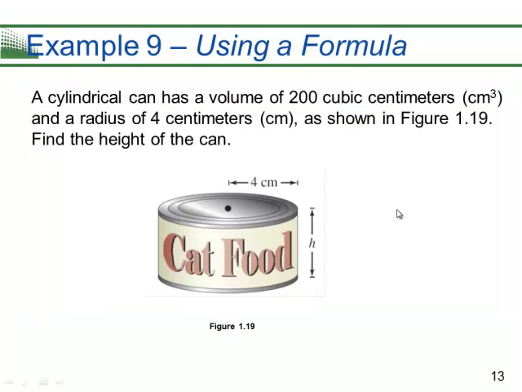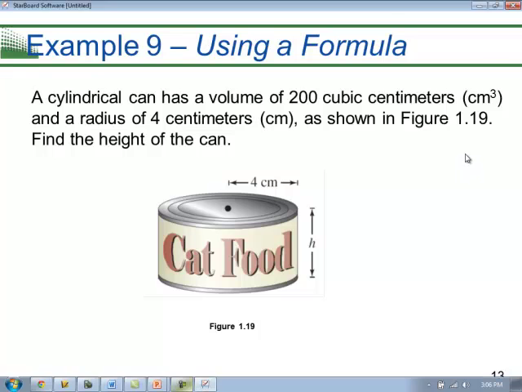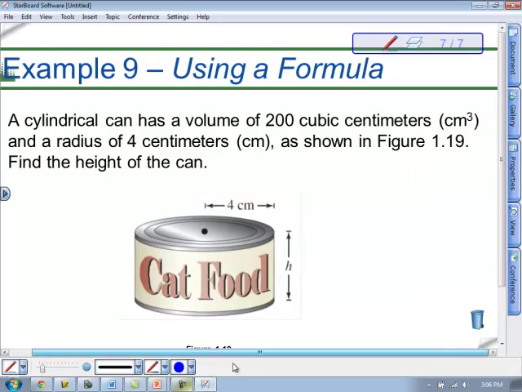All right, let's try another example then. We have a cylinder here, and we're told it has a volume of 200 cubic centimeters and a radius of 4. We want to find the height. So obviously that requires that we use the formula for volume of a cylinder. Volume equals area of the base times the height, and the area of the base is a circle, so it's pi r squared times the height.